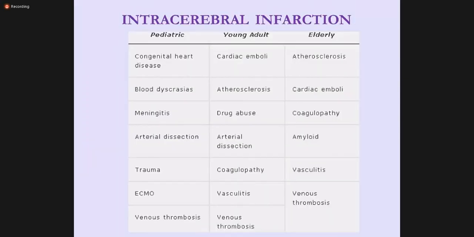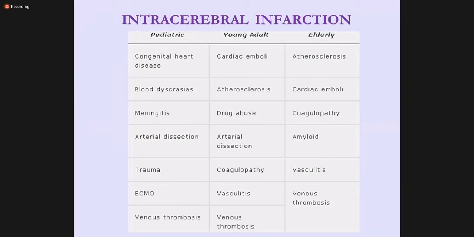We should be aware of the common causes in different populations. In the pediatric population, congenital heart disease is the topmost cause. Other causes are blood dyscrasias, meningitis, arterial dissection, trauma, ECMO, and venous thrombosis.